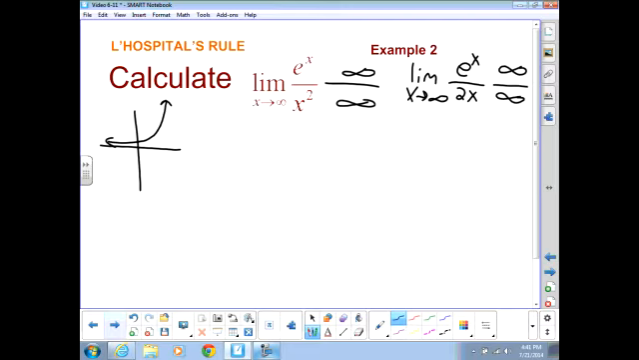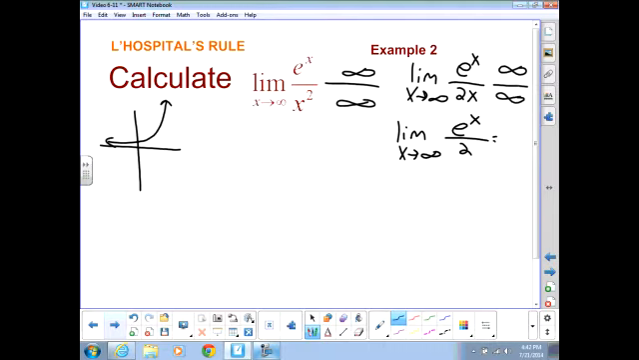So now we have a case where we're going to have to do L'Hopital's rule another time. And that'll often be the case. It might not get us something that we can work with just with one. We might have to do a few. So we'll do limit as x approaches infinity and take the derivative of each. We'll have e to the x. Derivative of 2x is just 2.